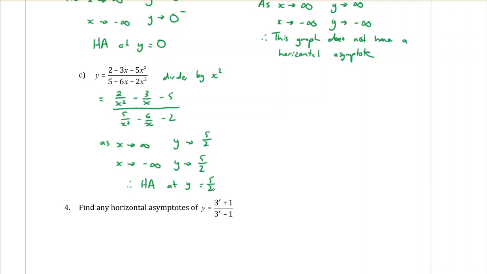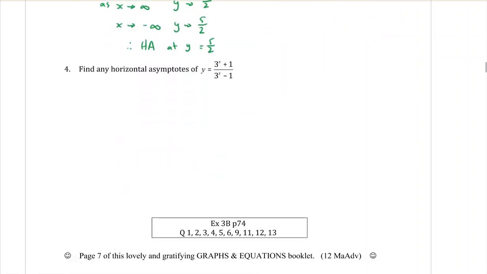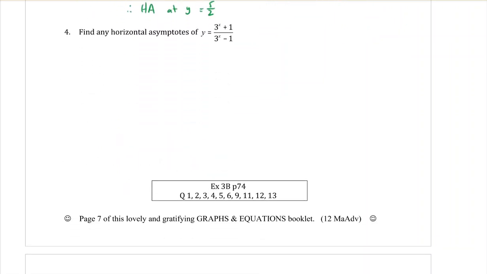And question 4, I know we've done a few of these now, but question 4 is interesting because there are 3 to the power of x's in there. Okay, so they're going to be a little bit different. So find any horizontal asymptotes of that equation.